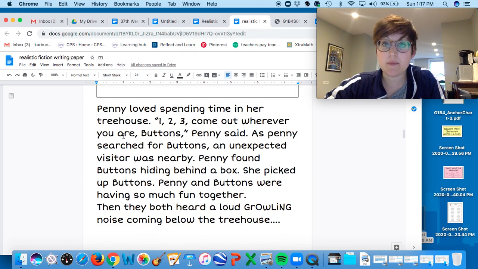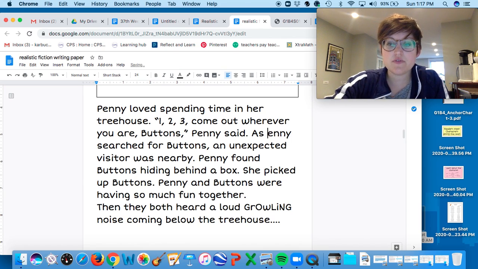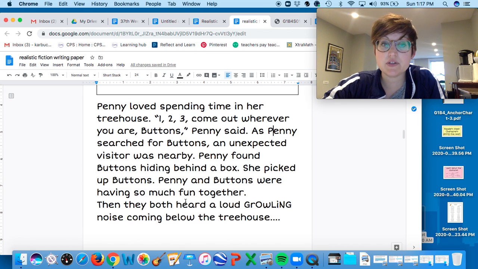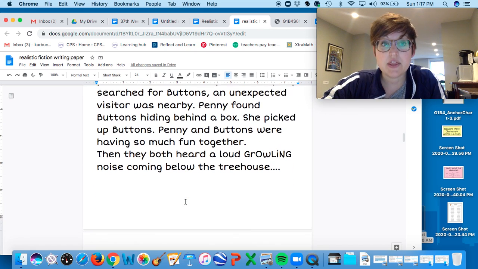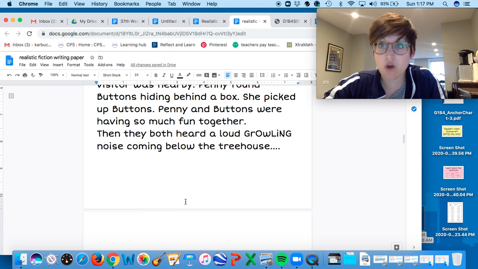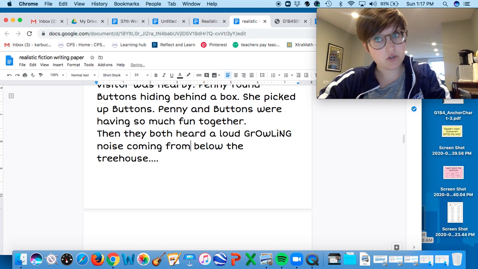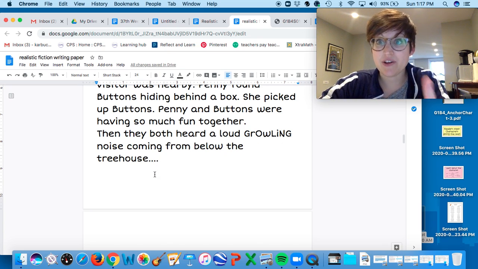"1, 2, 3, come out wherever you are, Buttons," Penny said. As Penny searched for Buttons, an unexpected visitor was nearby. Penny found Buttons hiding behind a box. She picked up Buttons. Penny and Buttons were having so much fun together. Then they both heard a loud growling noise coming from below the treehouse. That's why you always reread.